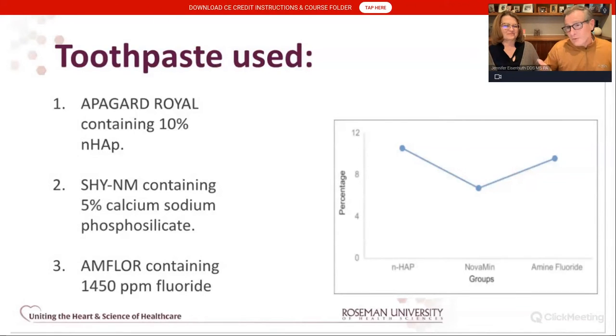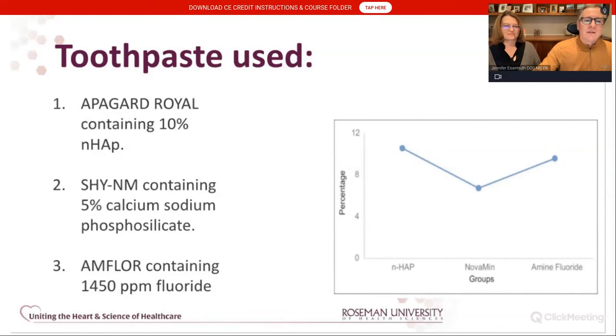But the third ingredient was fluoride, at a higher over-the-counter level of 1,450 parts per million. I think that's like 0.24% fluoride. The outcome of the study, though, we can see the summary with the graph on the right. These were the remineralizing levels that had occurred after the pH cycling.